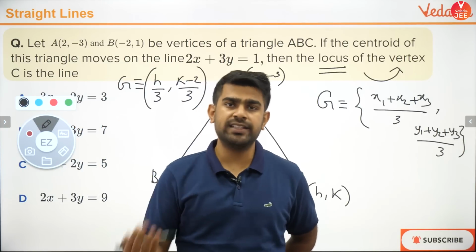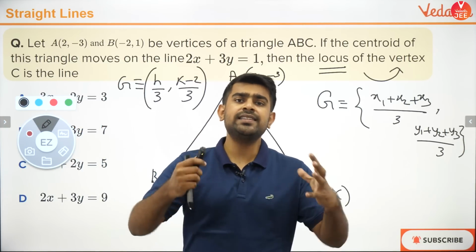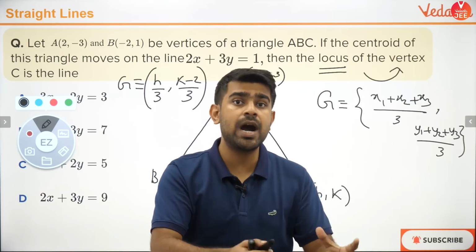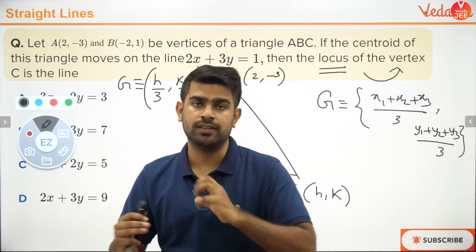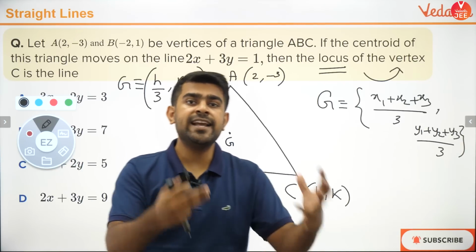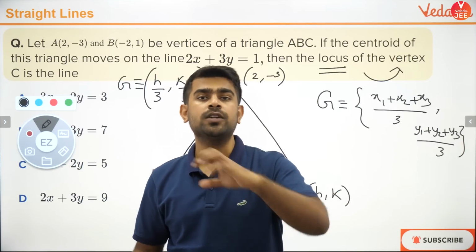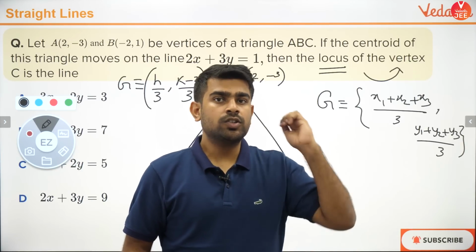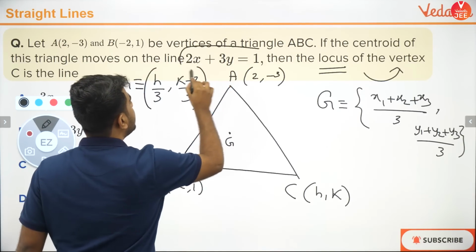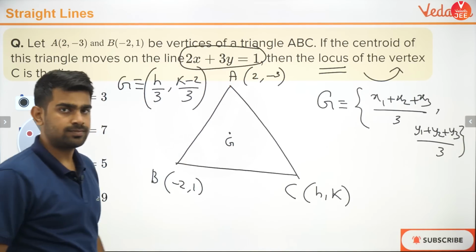Now why am I doing this? Because guys, when they say find the locus, you have to get an equation in terms of h and k alone. So I have to find out some relation in h and k alone. If I find that out, my job is done. So here the information which I am trying to use is the centroid moving along this line.